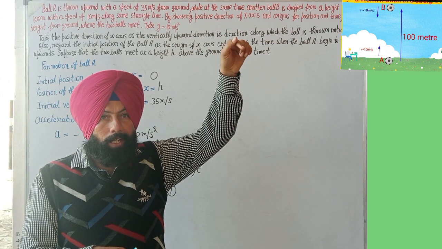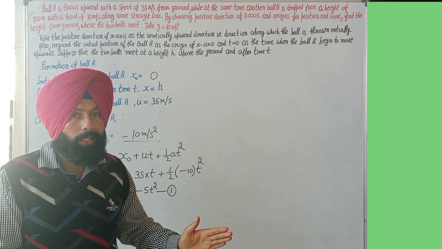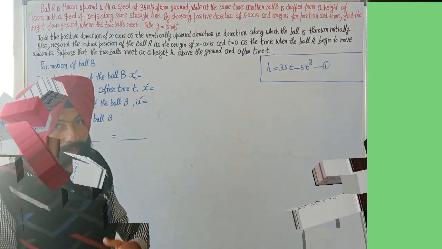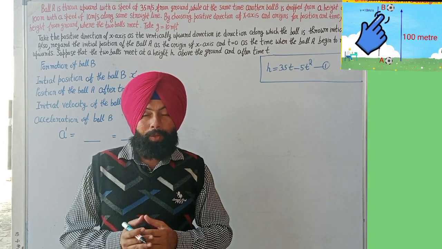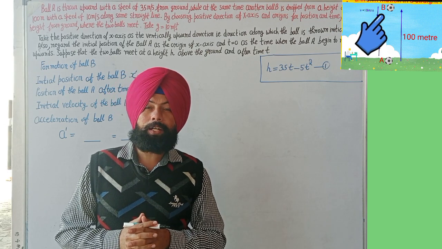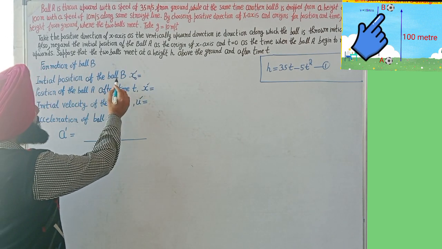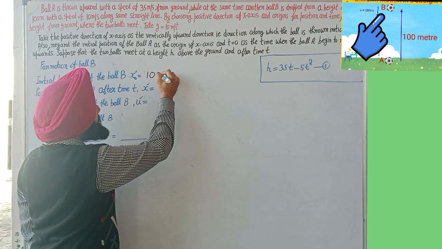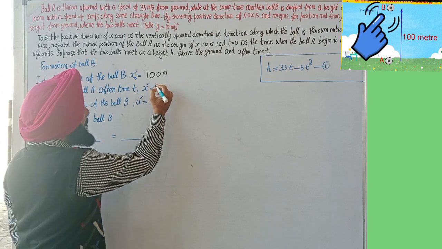Now we will discuss the motion of the ball B, which is thrown from a 100 meter height and travels vertically downward on the same straight line in which ball A moves upward. Now students, we will discuss the motion of the ball B, which is thrown vertically downward from a height of 100 meter. Initial position of the ball B, x dash, is 100 meter. Position of the ball after time t, x dash, is h.